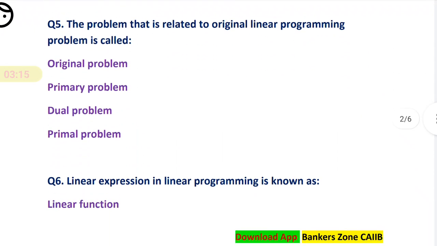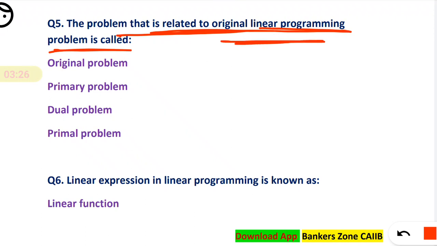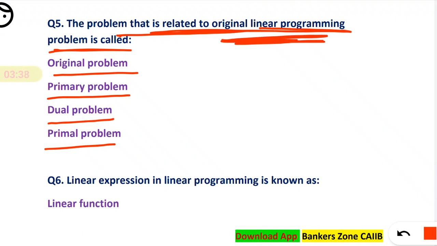Next, question number 5. The problem that is related to the original linear programming problem is called as: original problem, primary problem, dual problem, or primal problem. So friends, the problem which is related with the original linear programming problem is called the dual problem. That will be your answer.